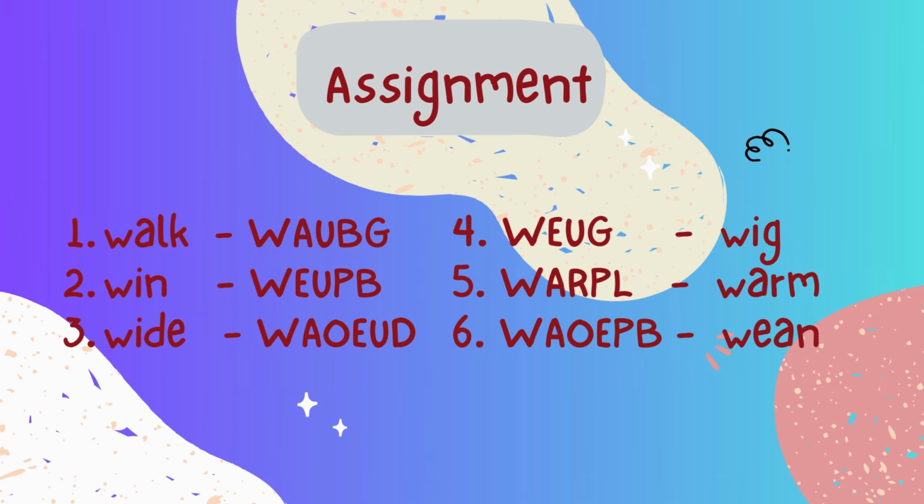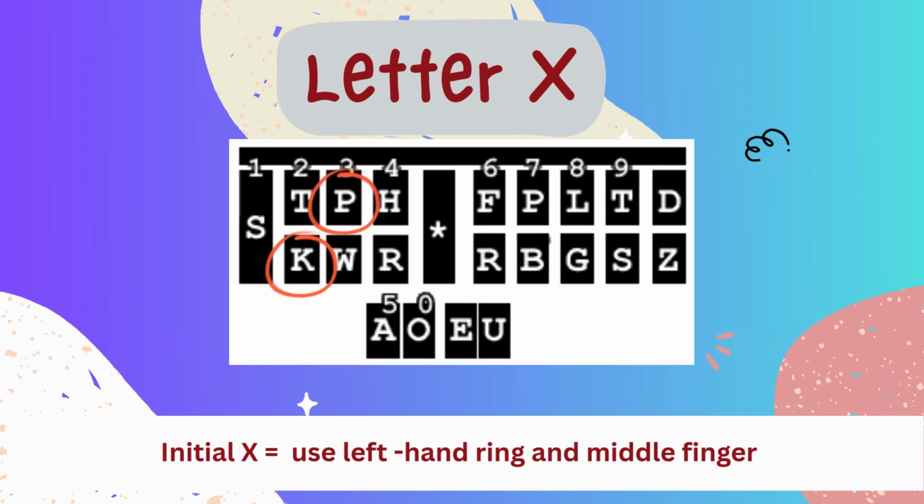Let's move on to lesson 24 and 25. Let's start with letter X. How do we write letter X or initial X? There are variations on how we write initial X, but for the standard real-time theory that we are using, we utilize initial K and initial P for initial X. So we are going to use our left hand ring finger for initial K and left hand middle finger for initial P. And that is our initial X.